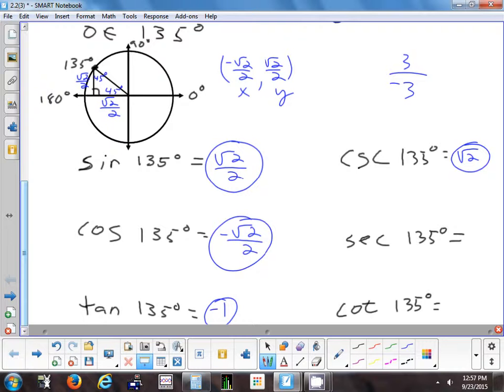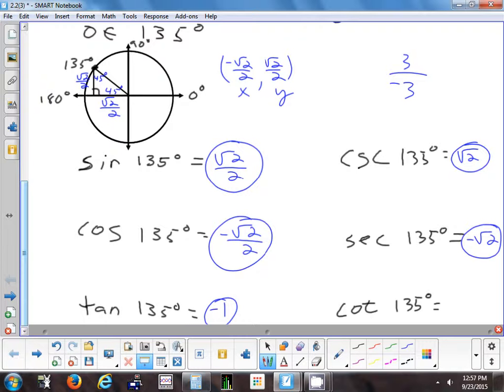Brianna, how about my secant? Is it negative square root of 2? Yeah, it's just negative square root 2. Sine and cosine are almost the same, except one's positive, one's negative. So cosecant and secant are going to be almost the same, except one's positive, one's negative.